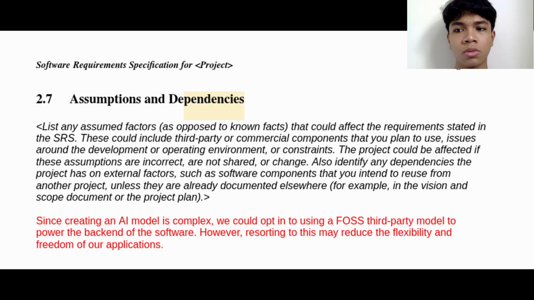And for 2.7, which is the assumptions and dependencies. Since creating an AI model is complex, we could opt into using an FOSS third-party model to power the backend of the software. However, resorting to this may reduce the flexibility and freedom of our applications.